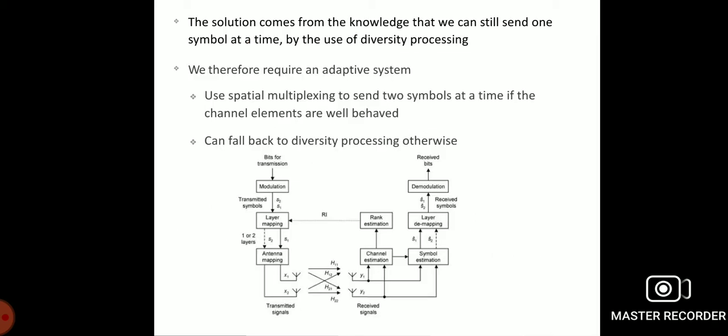Now we can discuss the same criteria. The solution comes from the knowledge that we can still send one symbol at a time by the use of the diversity process. We therefore require an adaptive system. It uses spatial multiplexing to send two symbols at a time, when the channel elements allow, and can fall back to diversity processing otherwise.